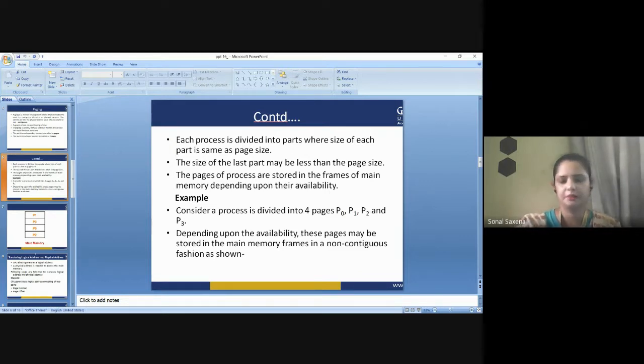So this is the concept that we are using here. Now, the pages of the process are stored in the frames of the main memory depending upon their availability. As I have told you, we are partitioning our secondary memory and calling the partitions pages. This is just the process that we are doing inside the secondary memory.